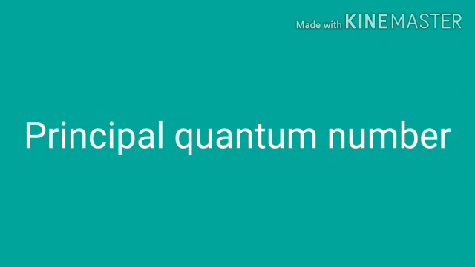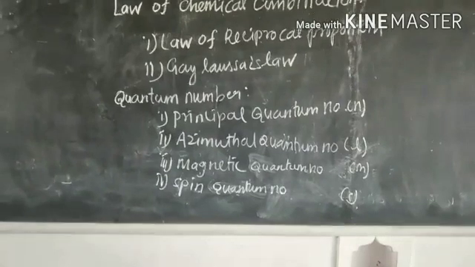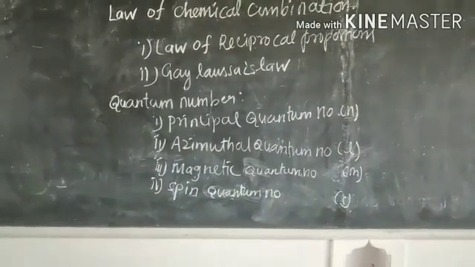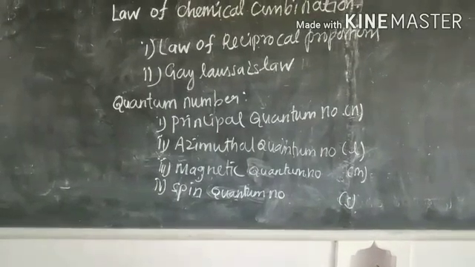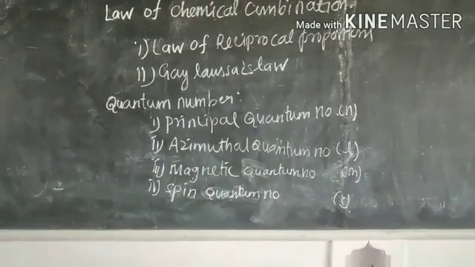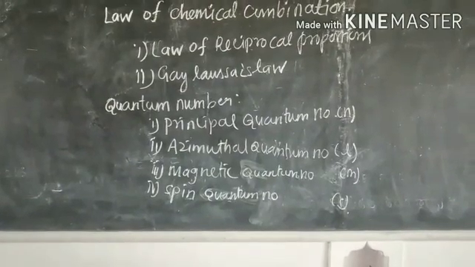The first one is the principal quantum number. It is designated by n. It gives information about the size and energy of the orbit. Okay, if the number of the orbit increases, the energy also increases.